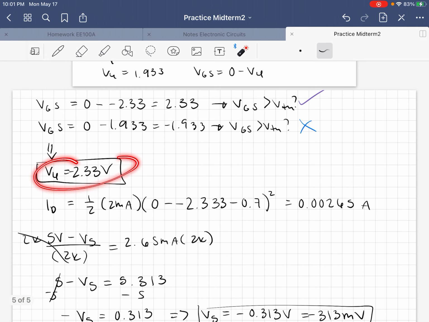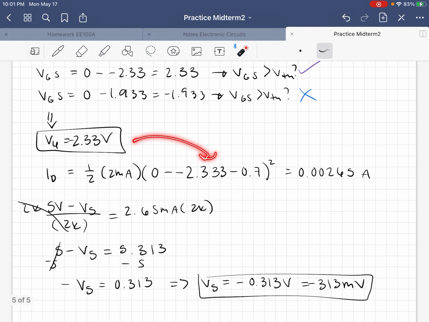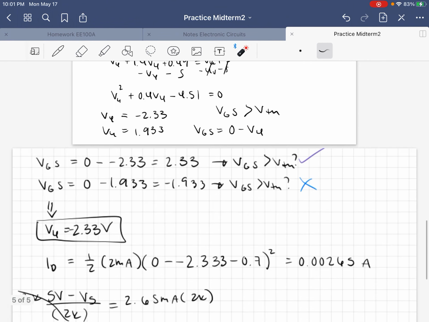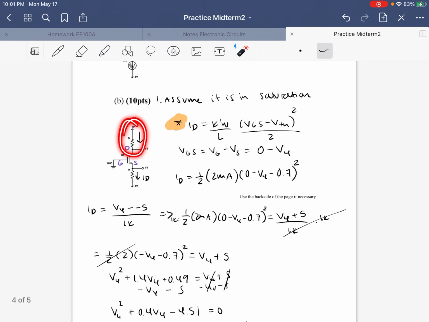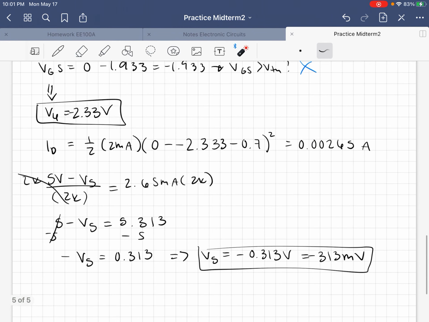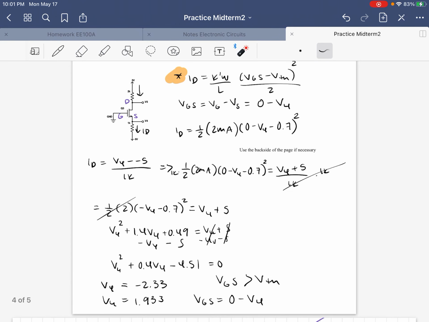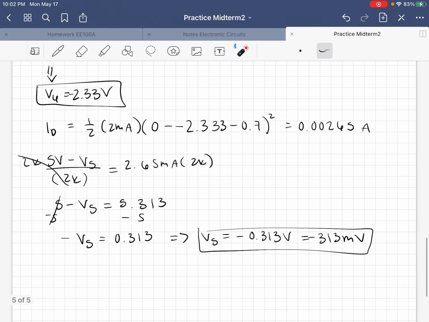And then once we found V4, we can plug that back into the equation and solve for the drain current in order to find what V5 is by doing a KCL here. So you just plug everything in, we get this value for the current. Then we do here 5 volts minus V5 divided by 2K is equal to the value that we found for the drain current. And solving for V5, we get that V5 is equal to negative 0.313 volts, or negative 313 millivolts.